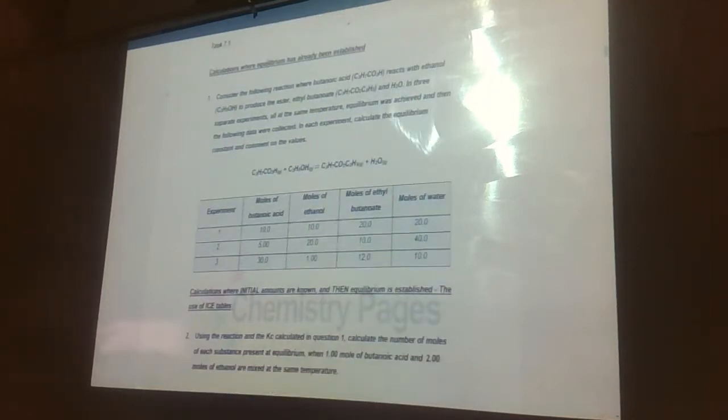Okay, so when equilibrium has been established, we are going to use something called an ICE table, and we'll talk more about that in a second, to find concentrations at equilibrium. So number 1, consider the following reaction where butanoic acid reacts with ethanol to produce the ester ethyl butanoate and water. In 3 separate experiments, all at the same temperature, equilibrium was achieved, and then the following data were collected. In each experiment, calculate the equilibrium constant and comment on the values.